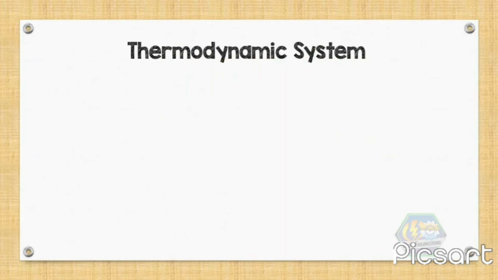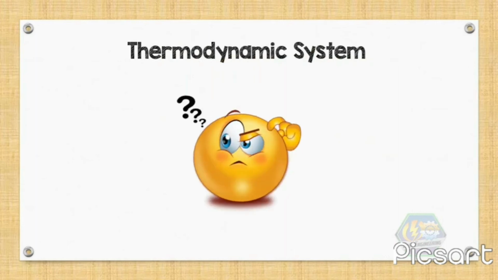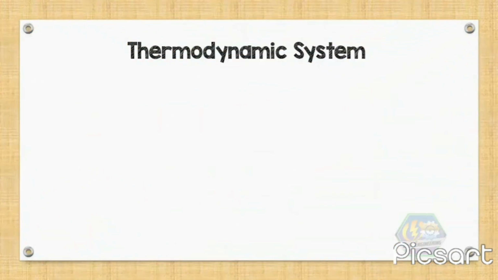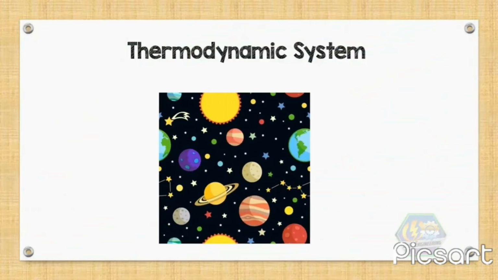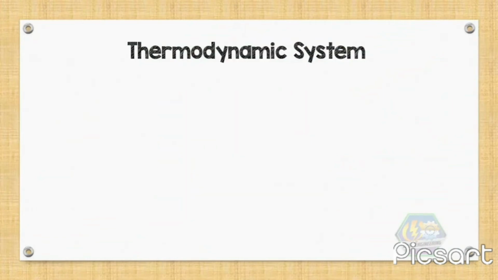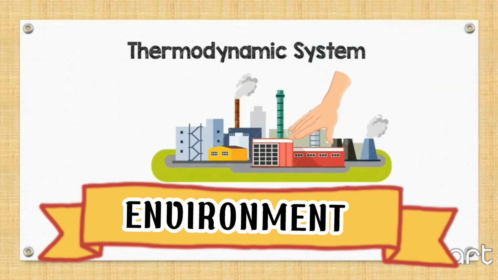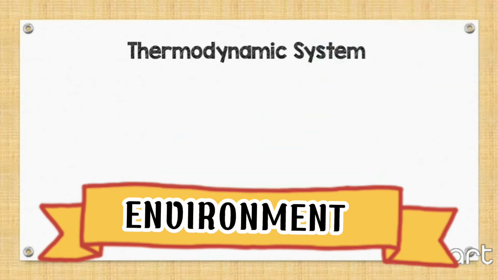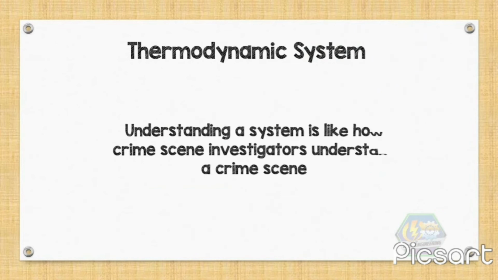Thermodynamic system. What is a thermodynamic system? The system is an object or group of objects to be studied. Everything else in the universe is called the environment. Usually the system is separated from the environment using an insulator.